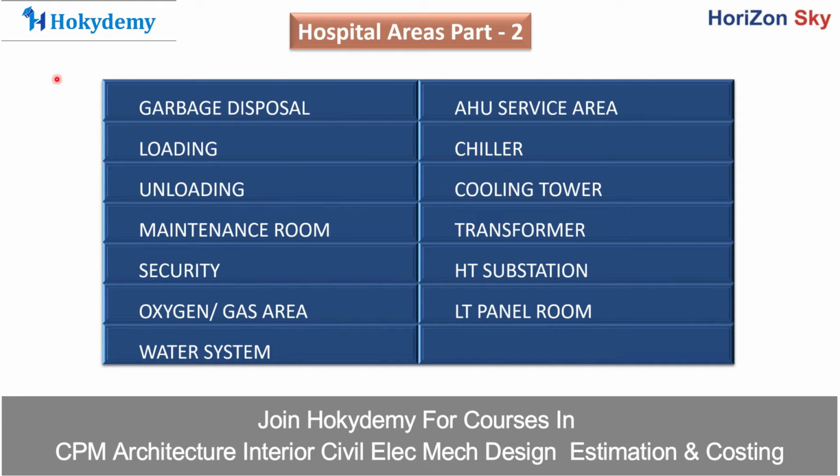Next, we have the water system. The water system takes care of the entire water need of the hospital. Water will be needed at various points and various stages inside the hospital. Then, a hospital is a big building. We will have centralized air conditioning there, so we'll need the AHU service area, the chillers and the CT cooling towers here. Then for the electrical needs, we will have the transformer, HT substation and LT panel room.